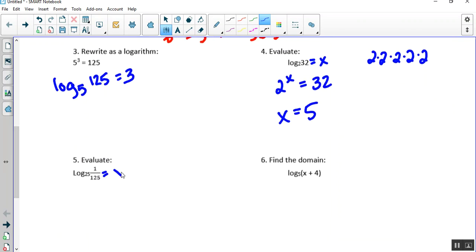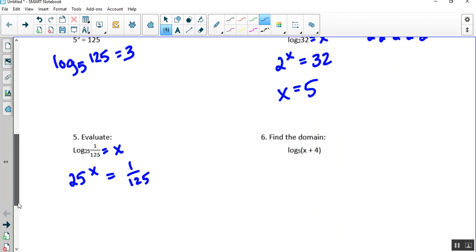Okay, I'm going to do the same thing here. I have equals x, and I get base 25, exponent is the answer, equals 1 over 125. So 25 times 25 is 625. That's too big. I need to do something else here. So I'm going to change these both to a base 5. So 25 is 5 to the second. 125 is 5 to the third, but this is the reciprocal, so it's going to be 5 to the negative 3.